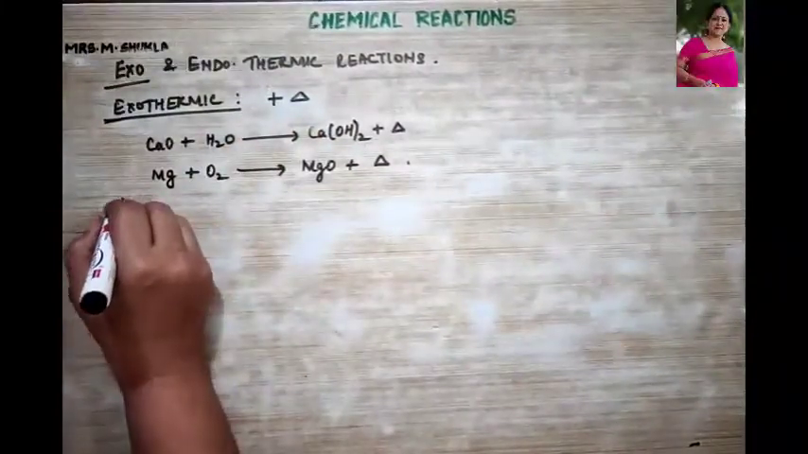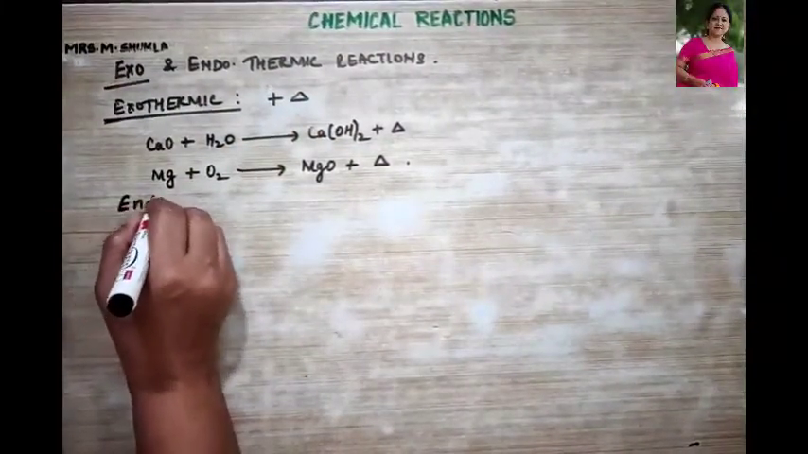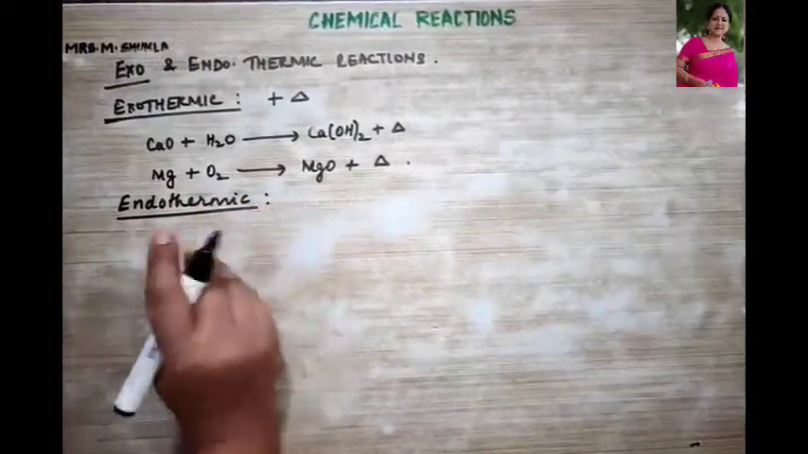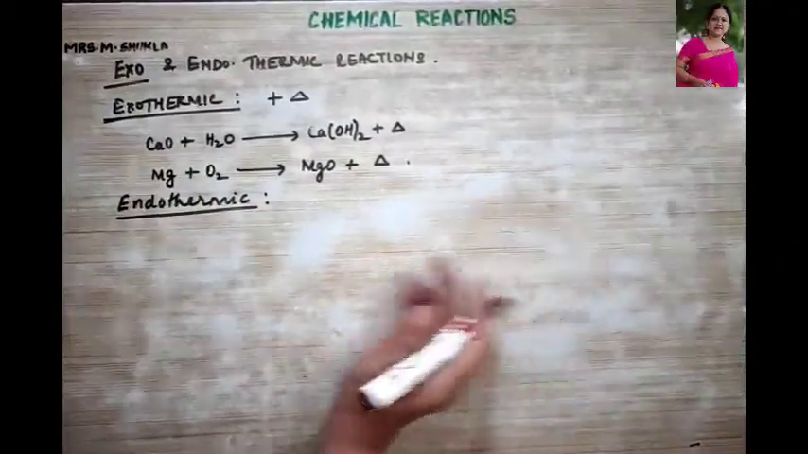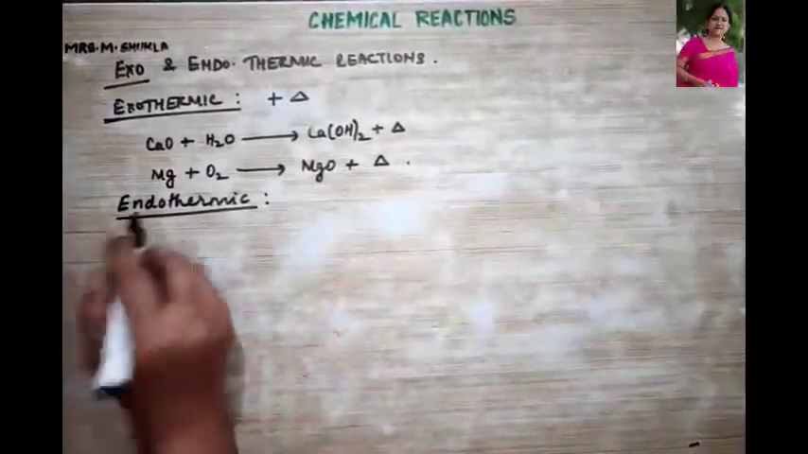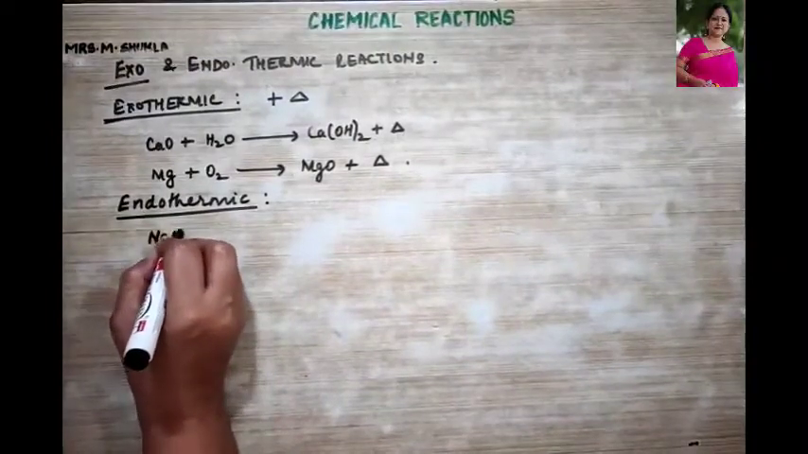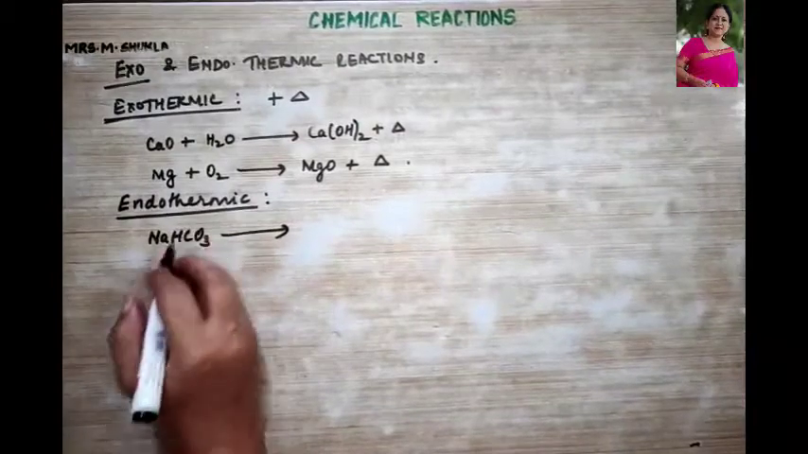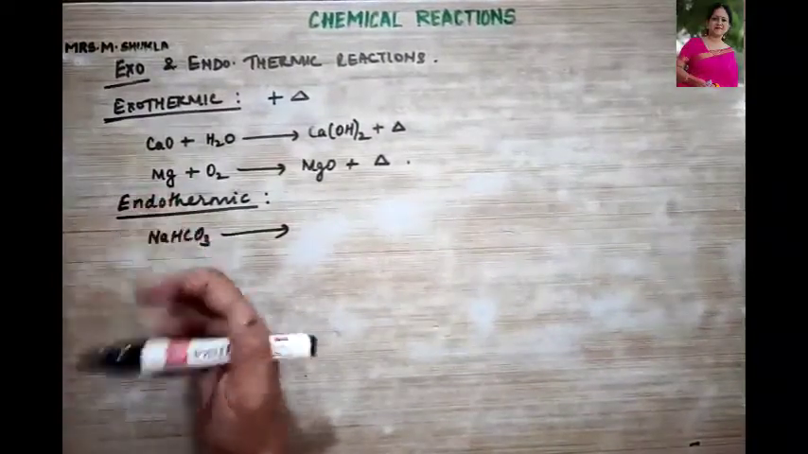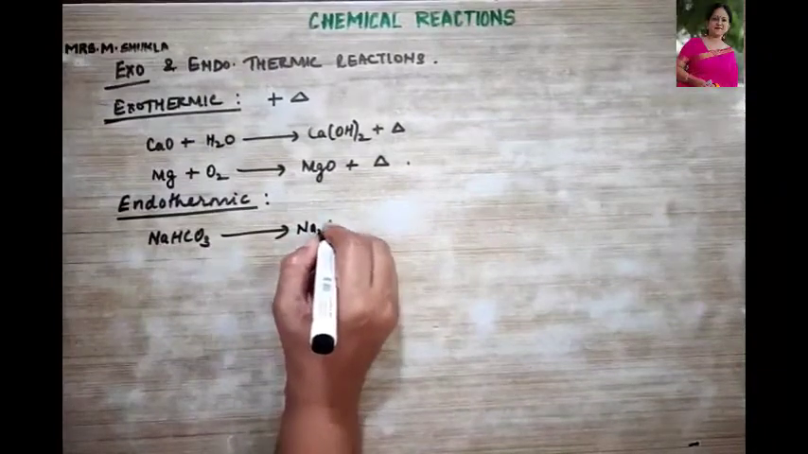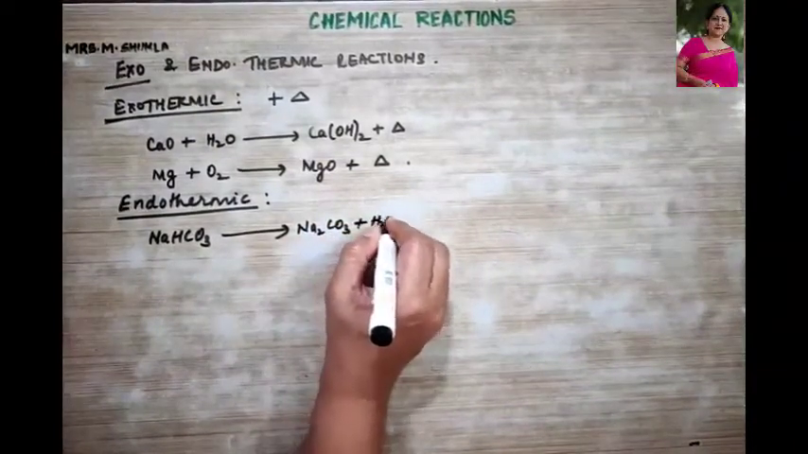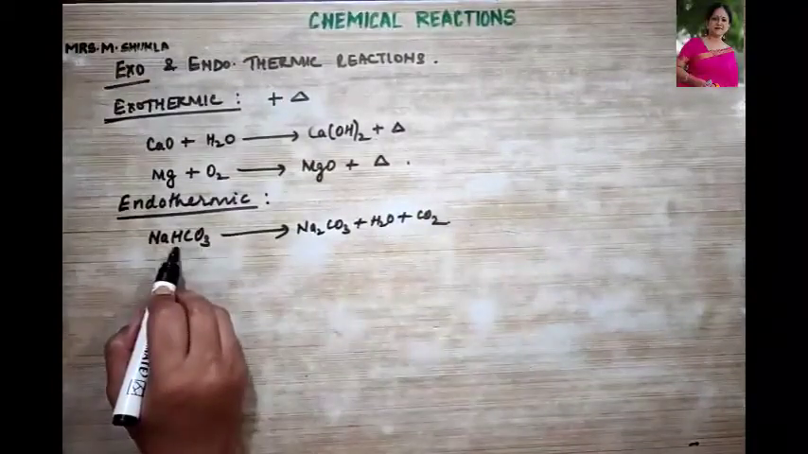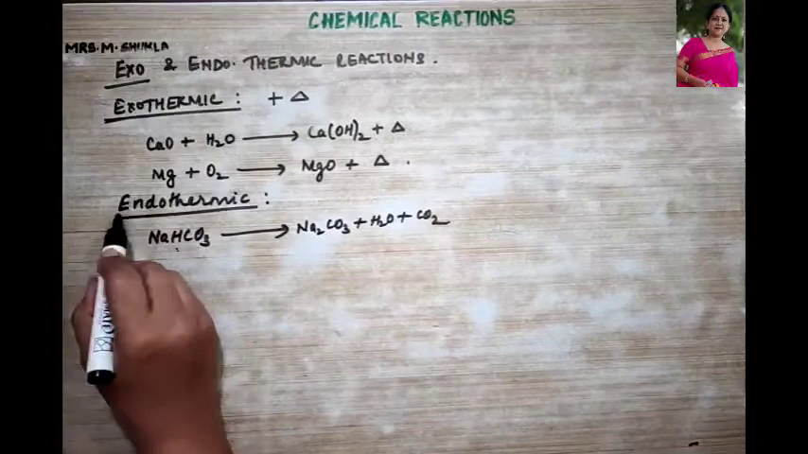Such kind of reactions are called endothermic reactions, where heat is utilized or absorbed for the reaction to proceed. For example, like NaHCO3. Now over here it has to be heated. So the heat is given, endothermic reaction, to form Na2CO3 plus H2O plus CO2. So this reaction cannot take place till I heat this compound, and therefore this is your endothermic reaction.